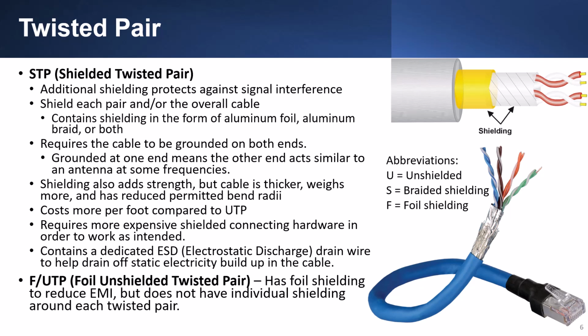Foil unshielded twisted pair has foil shielding to reduce EMI, but does not have the individual shielding around each twisted pair.